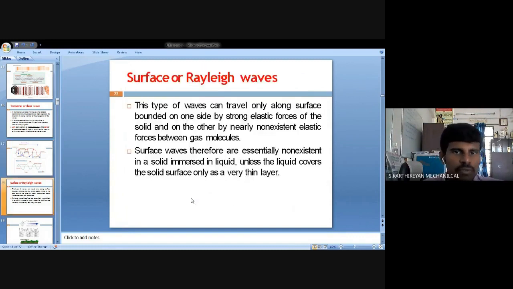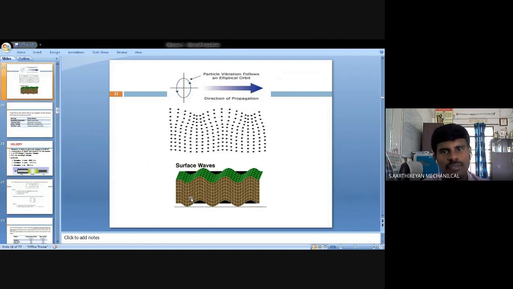The third one is Rayleigh waves. This type of wave can travel only along a surface bounded on one side by the strong elastic forces of the solid and on the other by nearly non-existent elastic forces between gas molecules. Commonly, surface waves are essentially non-existent in a solid immersed in liquid, unless the liquid covers the solid surface only as a thin layer. The particles vibrate in an elliptical orbit. This is one of the best examples of Rayleigh waves.